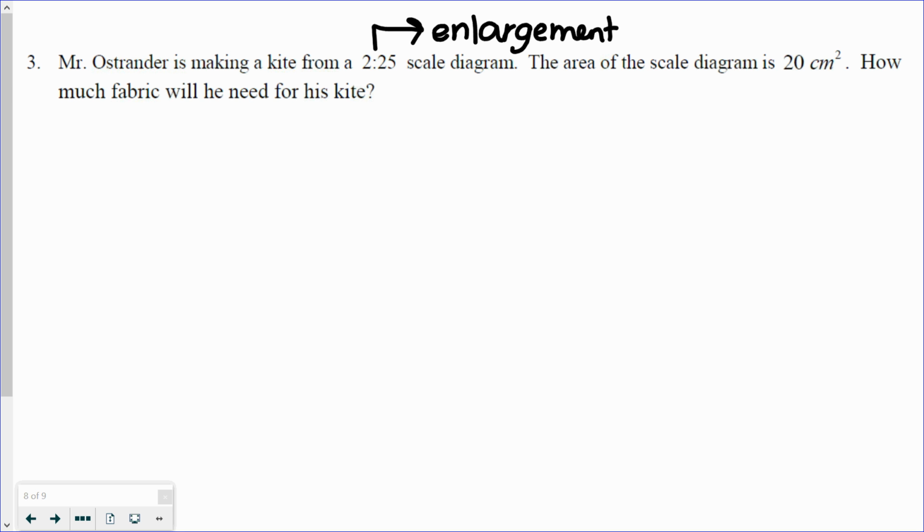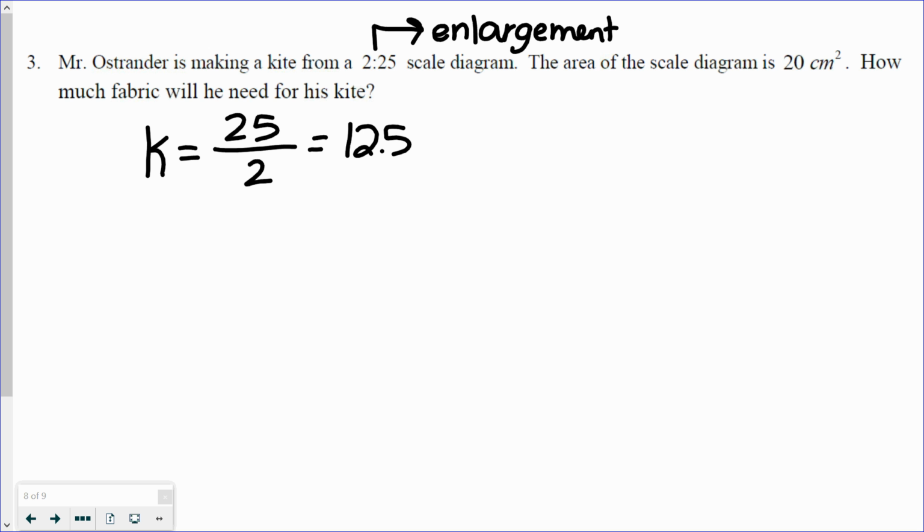Because again, when we write out our drawing to actual, yep, our enlargement is what we're going to do. So the area of the scale diagram is 20 centimeters squared. How much fabric will he need for his kite? So thinking about how we can get our K value or our scale value. We know that we can take K and divide 25 divided by 2 is equal to 12.5. So our scale factor in this case is 12.5.